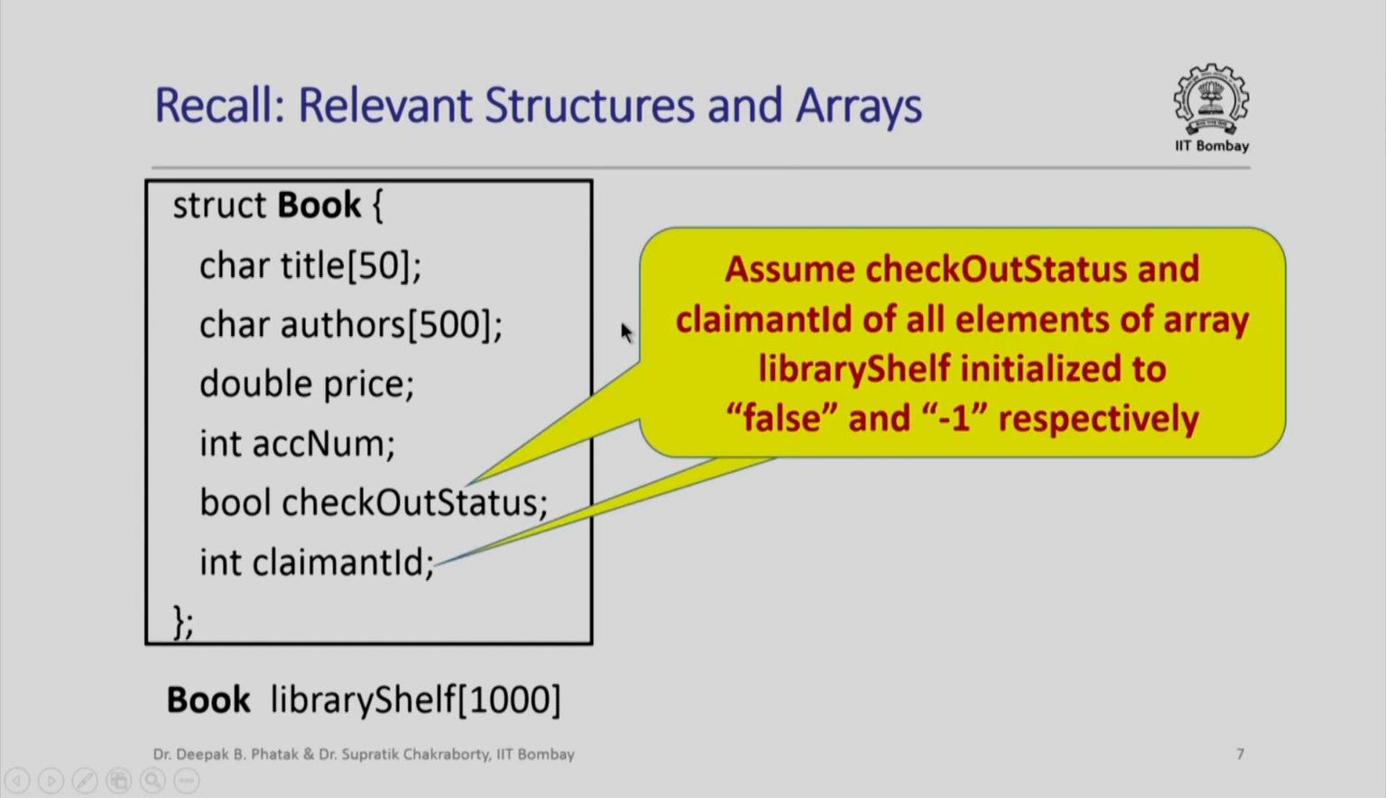We are going to assume, for purposes of the programs discussed in this lecture, that every element of this array library shelf is such a structure, and that for every such element, the members checkout status and claimant ID have been initialized to false and -1 respectively. The checkout status of a book being false denotes that the book has not yet been checked out. The claimant ID of a book being -1 denotes that there are no claimants as yet for that book.